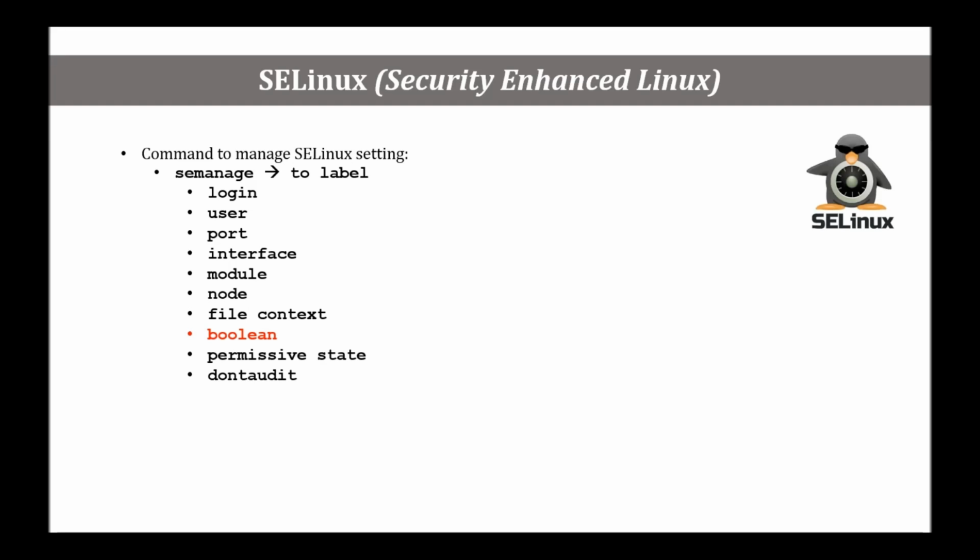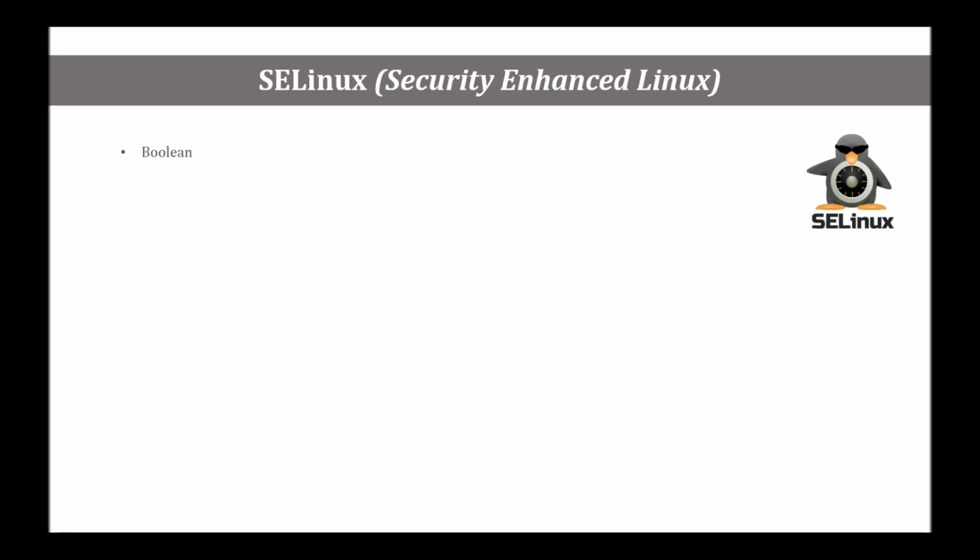There's a command called semanage to label or change the label of all of the following. There is another command, chcon, that can be used as well to change the labels. So the labels can be applied to all of these entities right below: login, user, port, interface, module, node, file context, booleans, permissive state, dontaudit. I have highlighted boolean in this entire slide. It's because boolean, I would say, is the one that is mostly used while you're using SELinux.